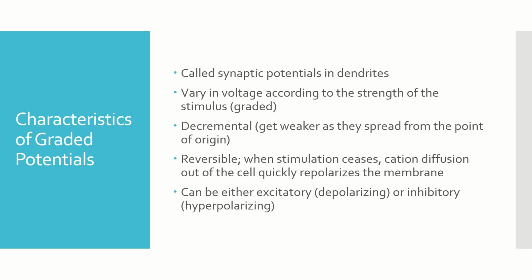Graded potentials are reversible. When the stimulation stops, cations that were going into the cell are going to diffuse out of the cell very quickly. They're going to repolarize the membrane. And our graded potentials can either be excitatory, depolarizing the membrane, which is what you need in order to generate an action potential eventually, or they can be inhibitory, which are going to hyperpolarize the cell. So since we have to be depolarized in order to send a signal, hyperpolarizing, or making it even more negative, is working actively against that.